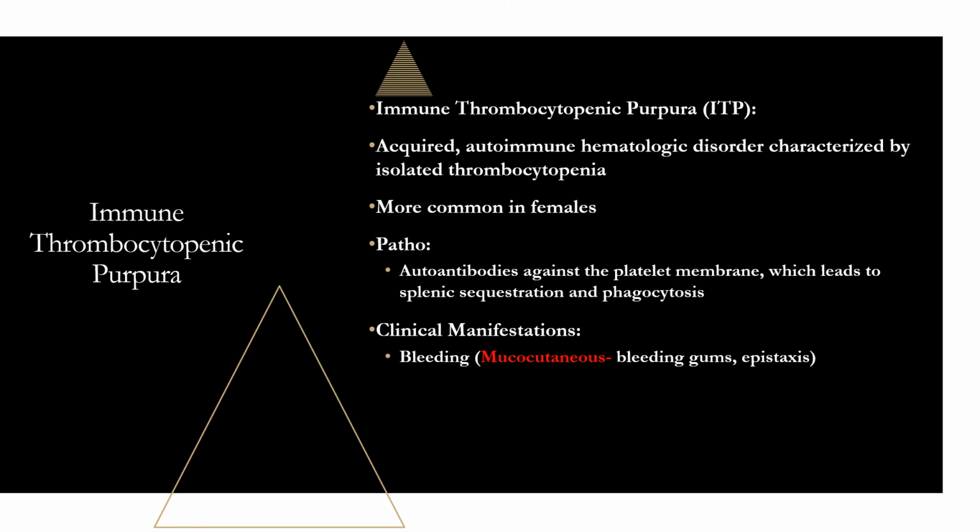So bleeding, again, mucocutaneous is generally what they'll mention, like the epistaxis, like the nosebleeds, bleeding gums. That's very common for them to mention in the vignettes. This is due to the low platelets, thrombocytopenia. This can occur in about 2/3 of patients. And then remember, of course, your petechiae, your purpura, your bleeding under the skin.